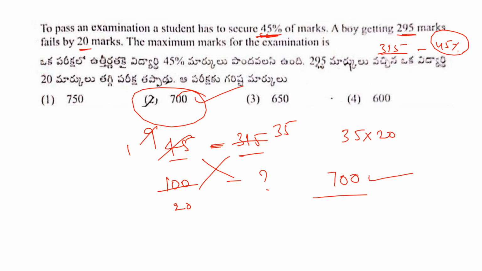Okay, so here a student has to secure 45% marks, right, so that we can say the student has passed. Here he failed by 20 marks. So you understand the logic, right? Whatever questions you find like this, if they ask, he failed by 20 marks, 45.